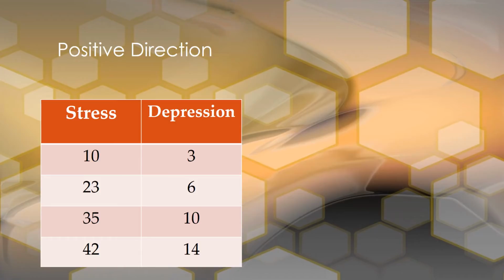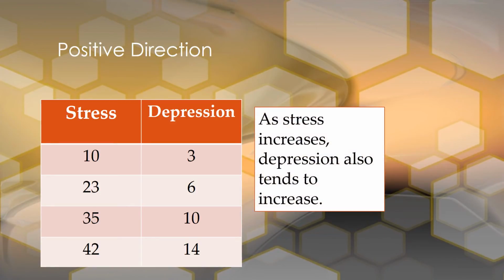Here we have data with a positive direction. So you can see as the stress level increases, so if we go down, this tends to increase from 10 to 23 to 35 to 42. The depression levels also tend to increase. So they're going together. So it's going from 3 to 6 to 10. So as stress increases, depression also tends to increase. So we have a positive direction.